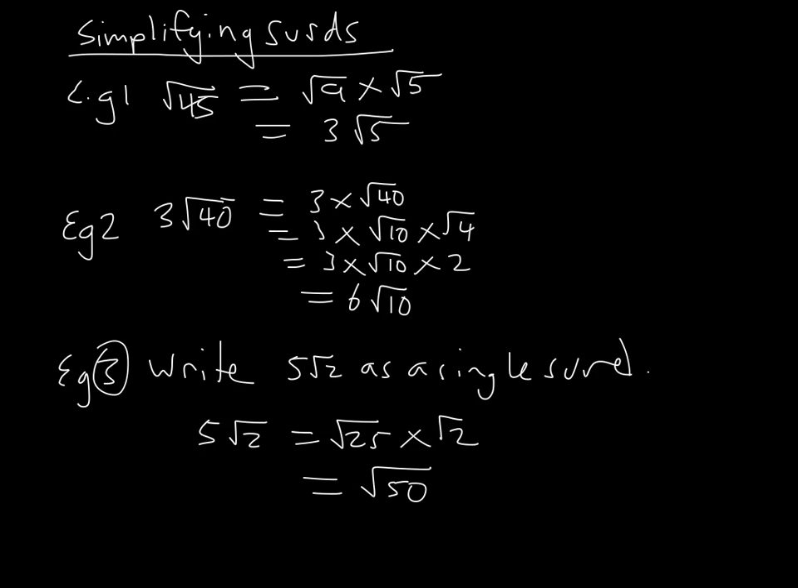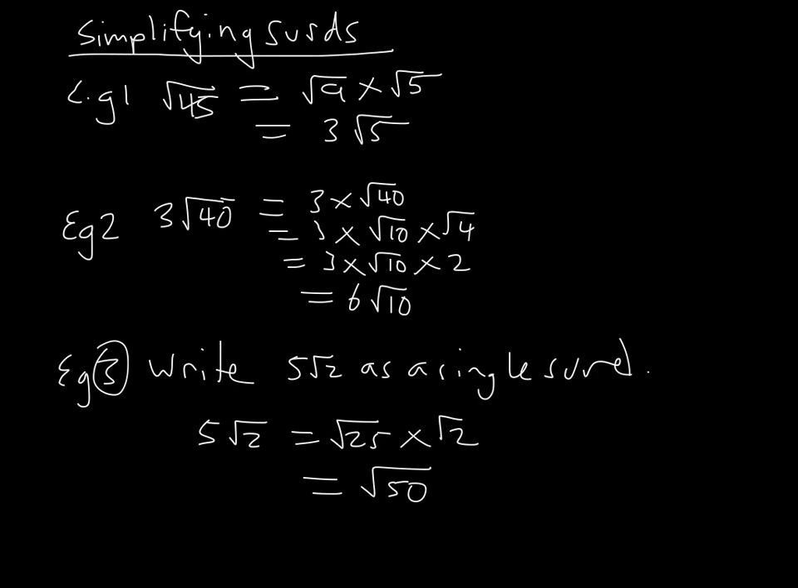Okay, so when you're simplifying surds, just break it up into its factors until you can't break them up anymore. And the reverse process is just turning the number back into what the surd was and putting them together.